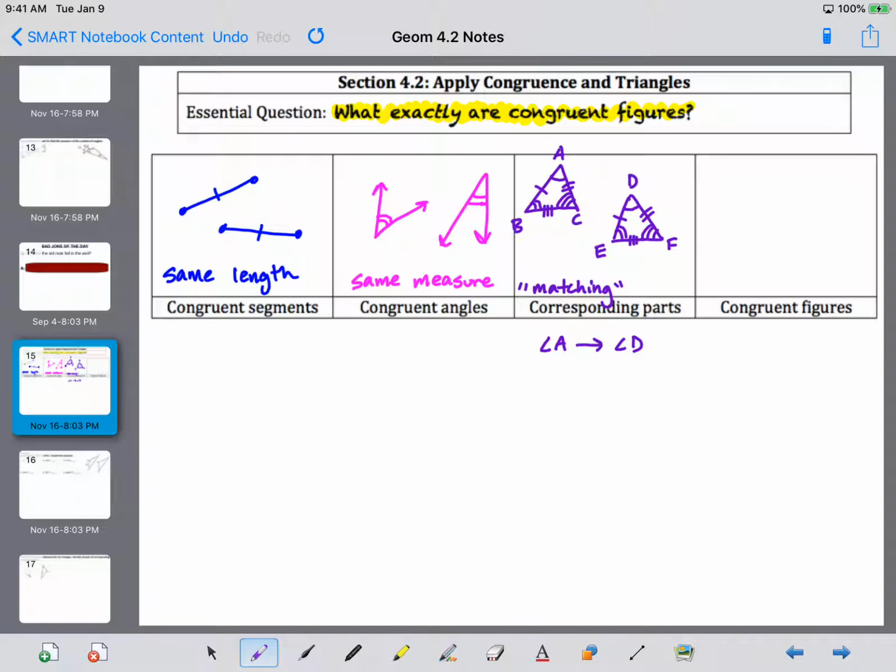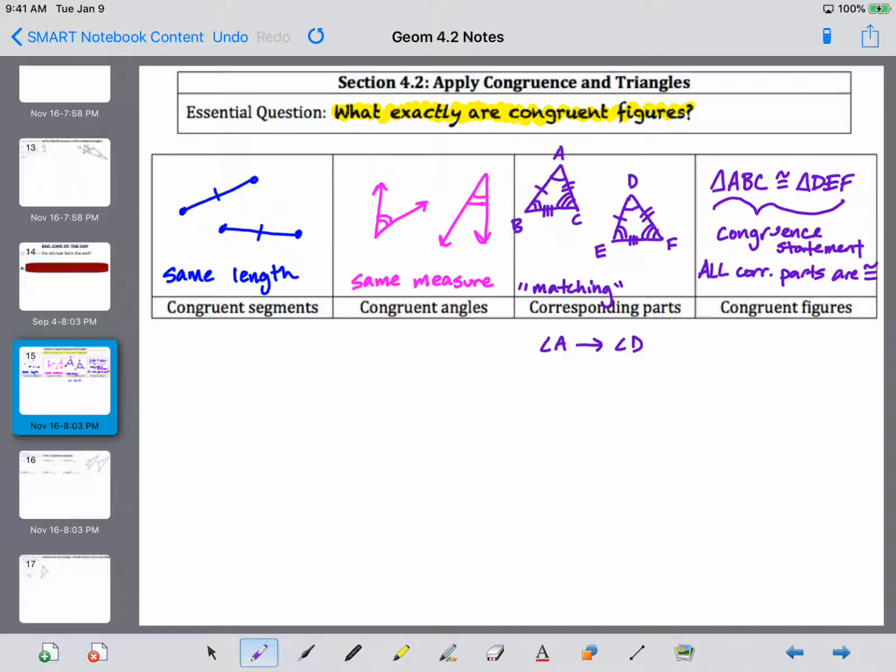Now here's what we can say about congruent figures. We would say that triangle ABC is congruent to triangle DEF. This is what we call a congruence statement. And it's just a statement saying two figures are congruent. And really, if the figures are congruent, it means that all corresponding parts are congruent.